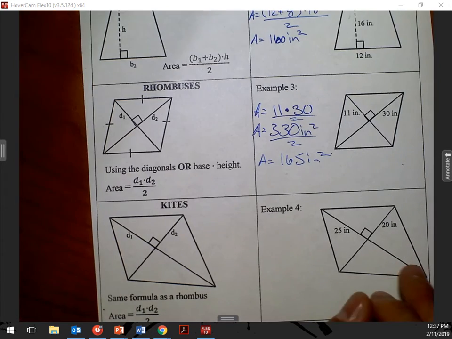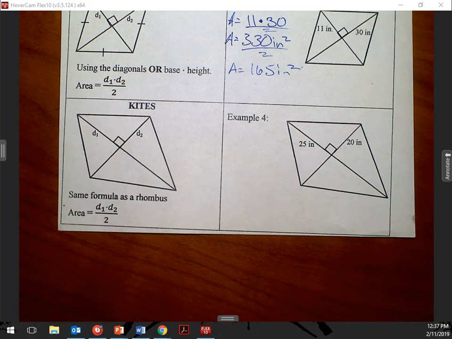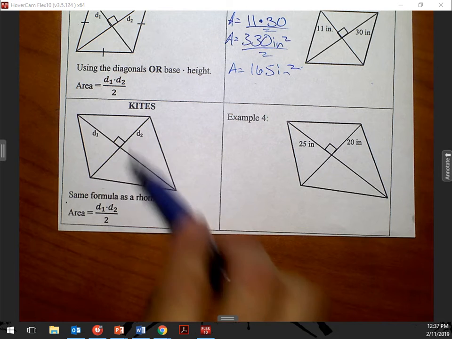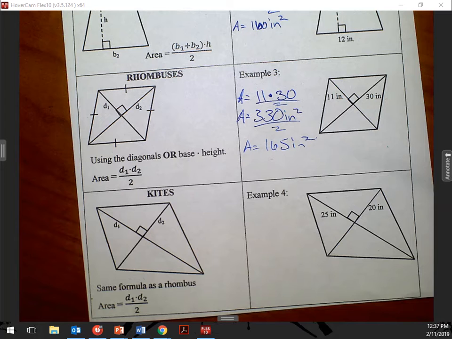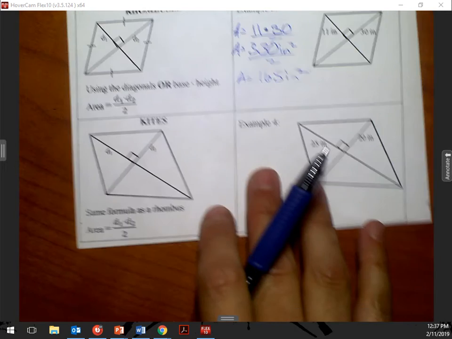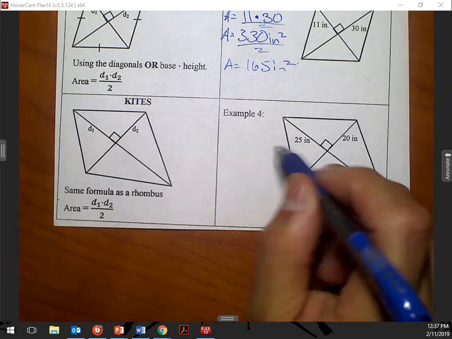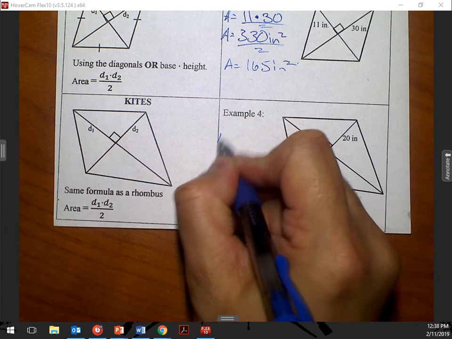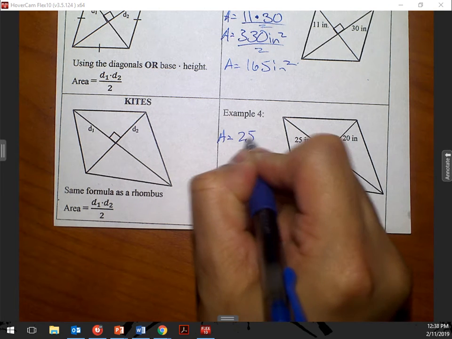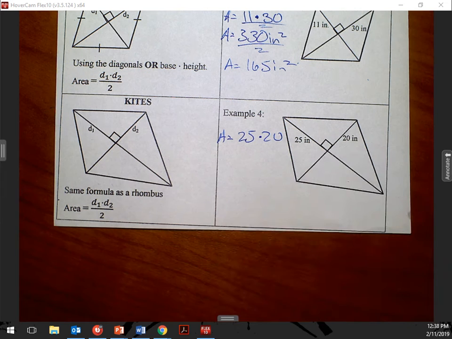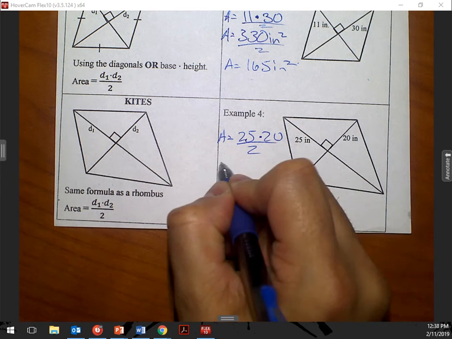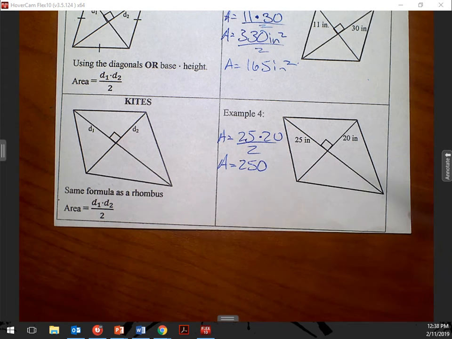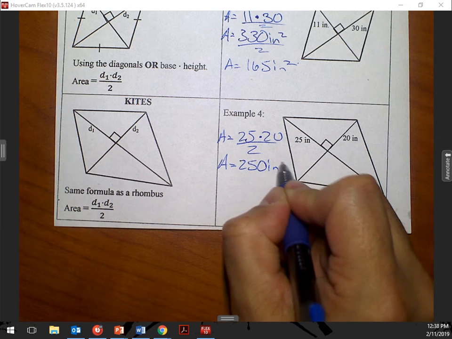A kite. Same as rhombus. But this one I cannot use base and height, because these two are not parallel to each other. In a rhombus, these two are parallel, so the base and height does work. So on this right here, this is my kite. My area is 25 times, and all that should be divided by 2, right? So I should come up with 250. Yes. Area is 250. What are my units? Inches squared.